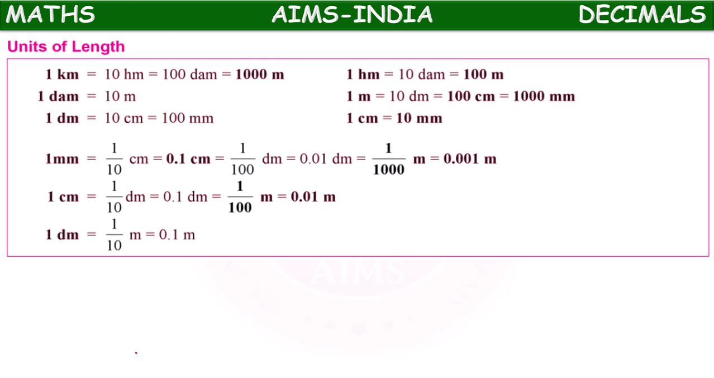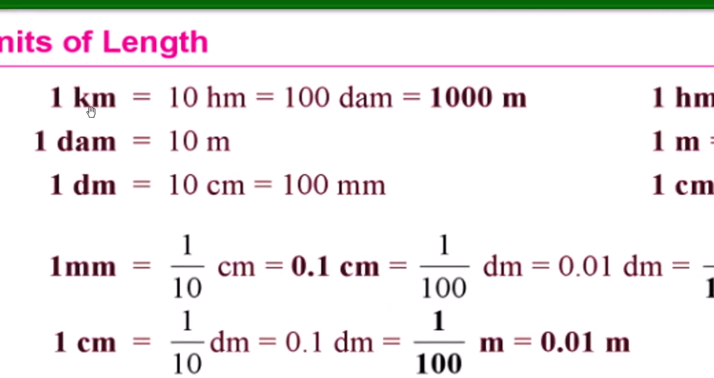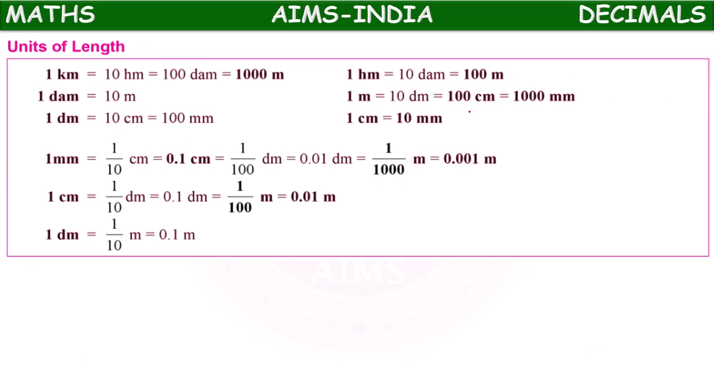Here is the relation, children. 1 kilometer equals 10 hectometer, because hecto stands for 100, and 10 into 100 is 1000, because kilo stands for 1000. Instead of 100, we have written hecto here. Or how to write in decameter? We can write 100 into 10, so 100 decameters, because deca stands for 10. 100 into 10 is 1000.